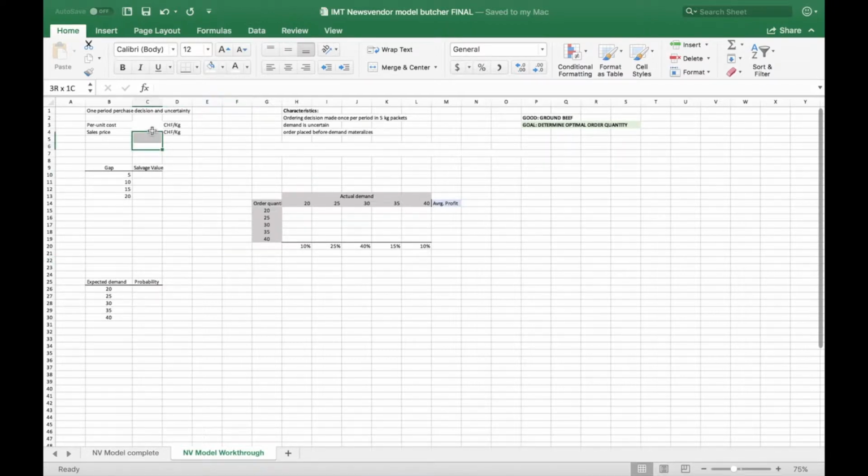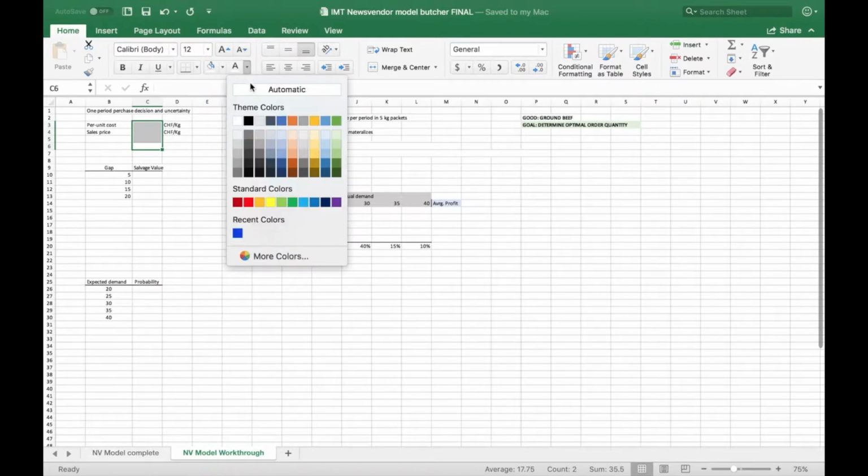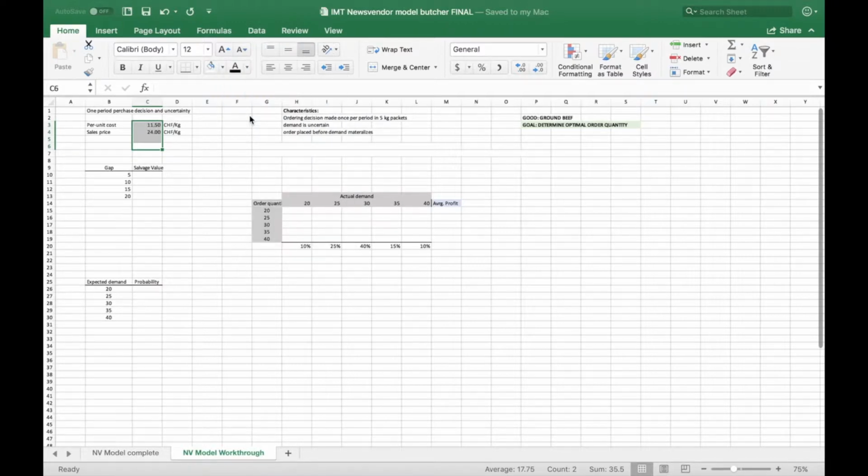So what's given to us are per unit costs and the sales price. Per unit cost here 11.5 and sales price, what he gets for the ground beef, is 24. Both CHF per kilogram. Now salvage value, what we can get with whatever ground beef is left over, is actually variable because he's selling burgers and we decided that he can only sell maximum 20 burgers per period.